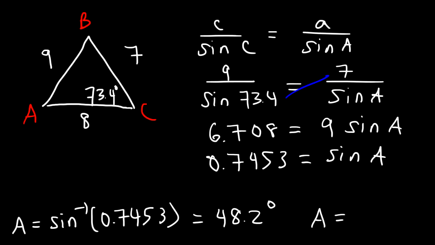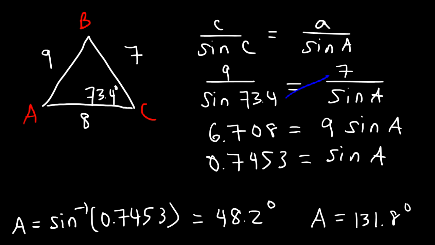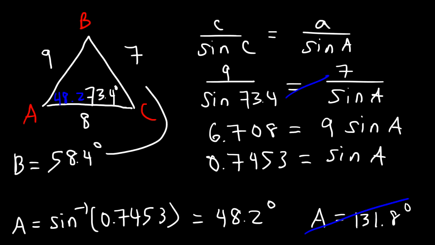Now let's find the other answer. A could be 180 minus 48.2, which is 131.8. But this answer is not possible because if we add this to the pre-existing angle, that exceeds 180. So therefore, there's only one possible solution, one triangle that can be formed. So A is 48.2 degrees. And now let's calculate angle B. B is going to be 180 minus 73.4 minus 48.2, and that's 58.4 degrees.